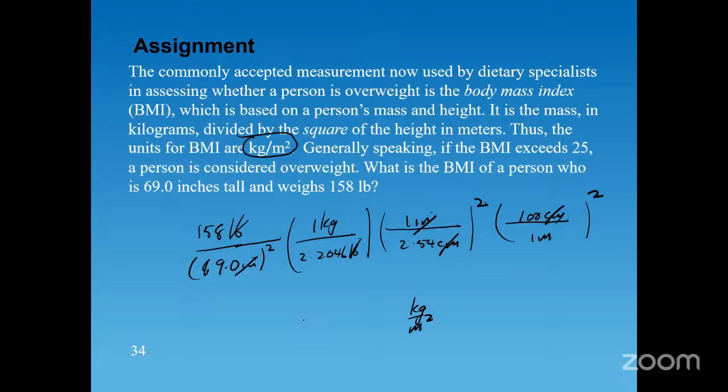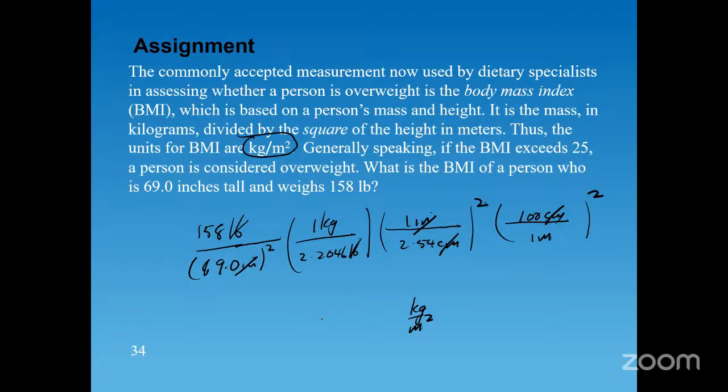Okay, so I did something wrong. This is too large. Let me do this again. 158 divided by, I forgot to square the 69 squared. Okay, I should get it right now. Divided by 2.2046 divided by 2.54 squared multiplied by 100 squared. Okay, that's more like it.